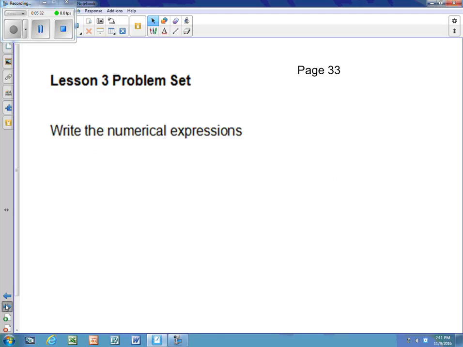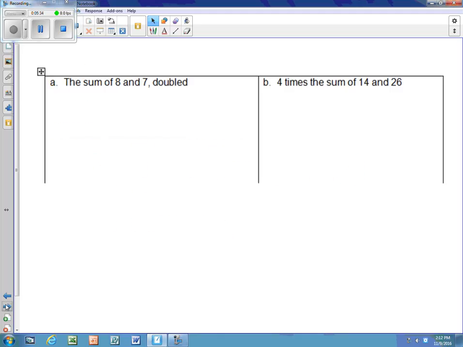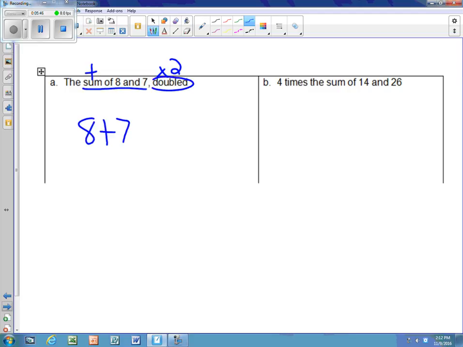So now what we're going to do is practice some of these. We have to look at those key words. Sum means to add, doubled means times 2. So first I want to find the sum of 8 and 7, and I want to double the sum. If I do this, it's just doubling the 7, because order of operations would tell me to do that first. But if I put it in parentheses, then I'm finding the sum and I'm doubling it.